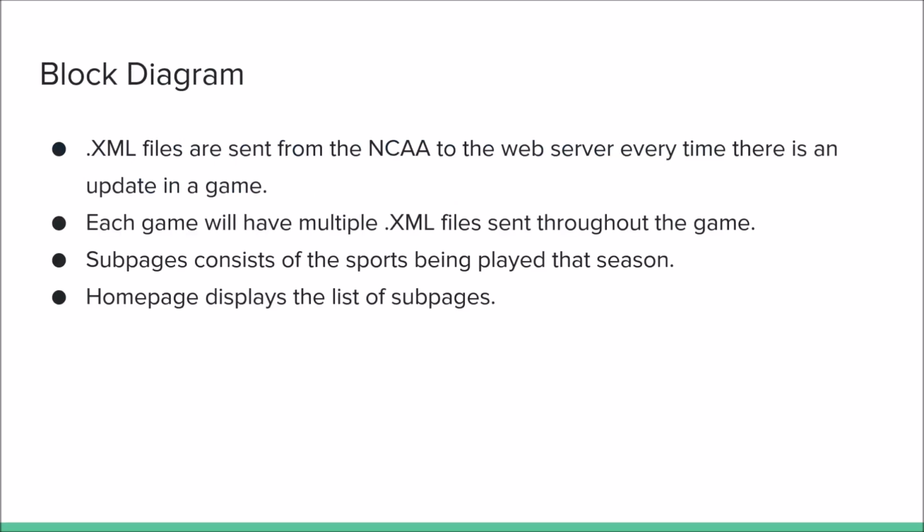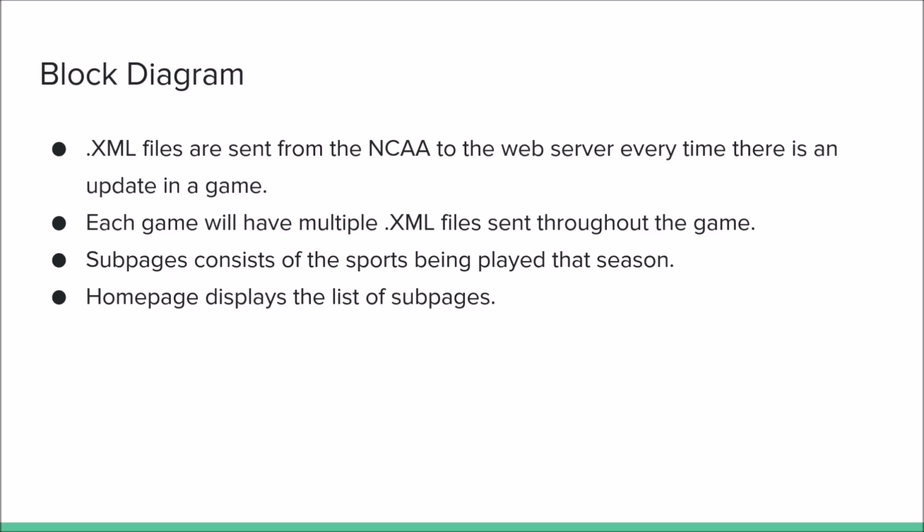Okay, for our block diagram, which you'll see on the next slide, it starts with the XML files being generated by the NCAA using a program called LiveStats. And every time there's an update in the game, a new XML file is sent with the updated scoring information. This file is generated anytime a button is clicked in LiveStats, and that can be anything from stopping the time to entering new scoring information. So every game has multiple XML files sent throughout the game, really anytime there's any sort of update.